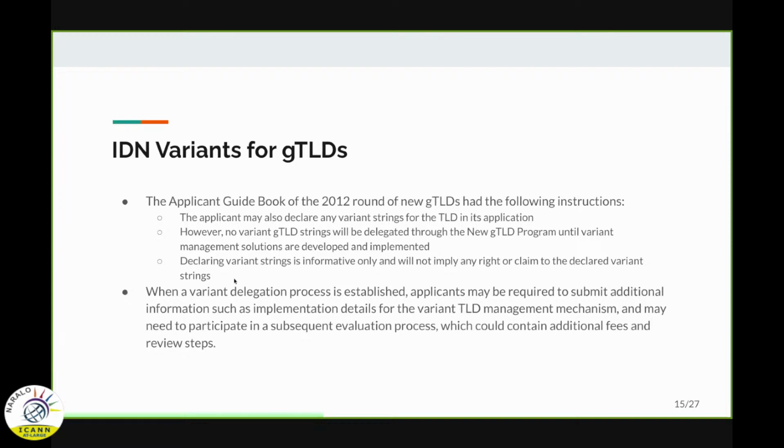Declaring variant strings is informative only and will not imply any right or claim to the declared variant strings. Whenever a variant delegation process is established, applicants may be required to submit additional information such as implementation details, and may need to participate in a subsequent evaluation process, which could contain additional fees and review steps. Now, this is a worrying factor for many. Do we have to repeat the same thing as for a new string? That is a very elaborate, expensive process. These are actually not new strings; they are variants. So, can there be a special case? And that's one of the questions that the EPDP will look at.